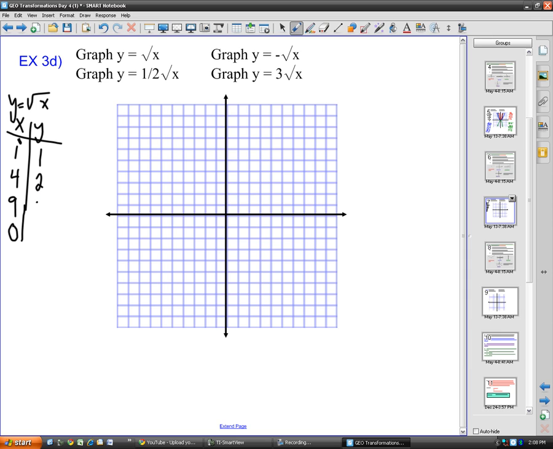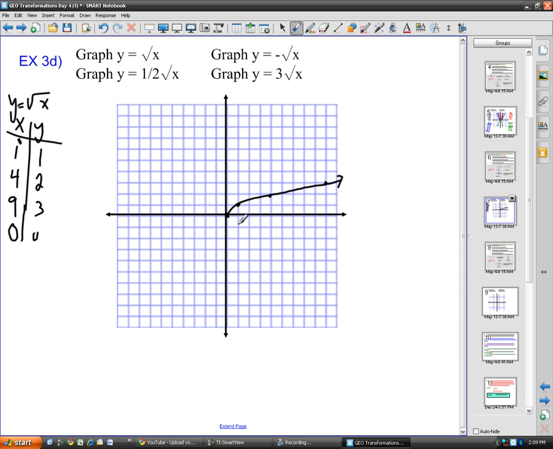So at 0, 0, I'm here at this point. At 1, I'm at 1. At 4, I'm at 2. And at 9, I'm at 3. So I get a square root function, and this is the parent function. This is the function that all of them will look like, except if I was adding or subtracting, I would be moving it left or right, or up or down, and it would look exactly the same.